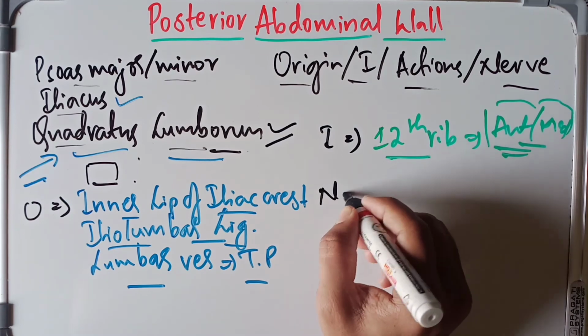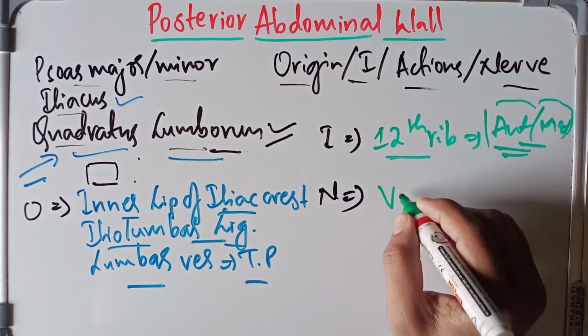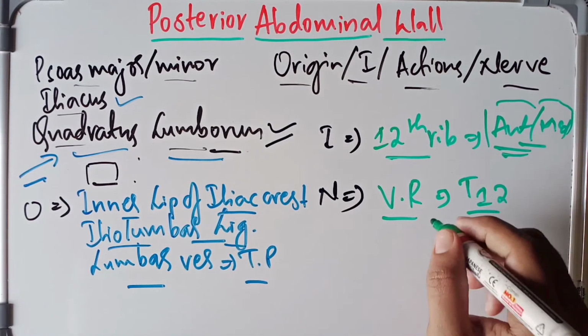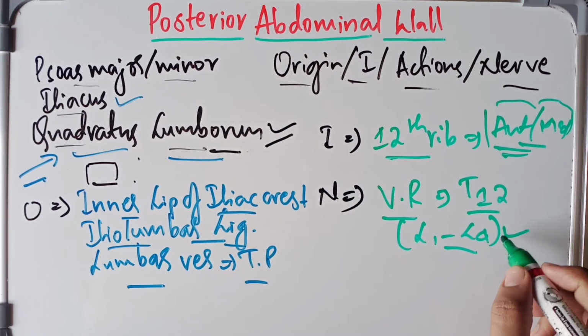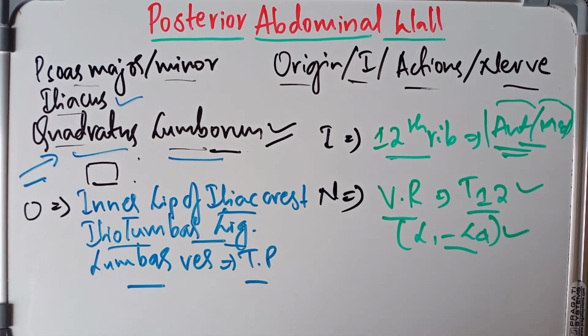So what about the nerve supply, finally? It is supplied by the ventral rami of the T12 spinal segment and also of the L1 to L4 lumbar spinal nerves. That's about the nerve supply.